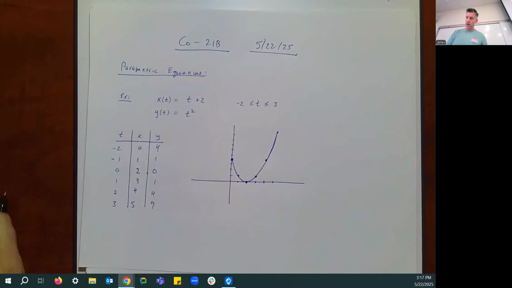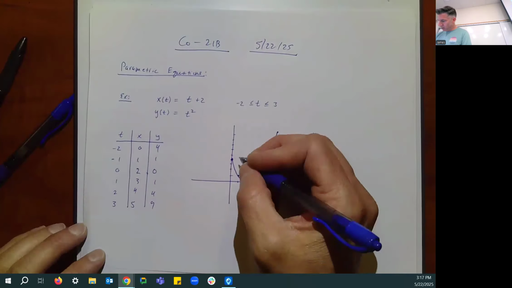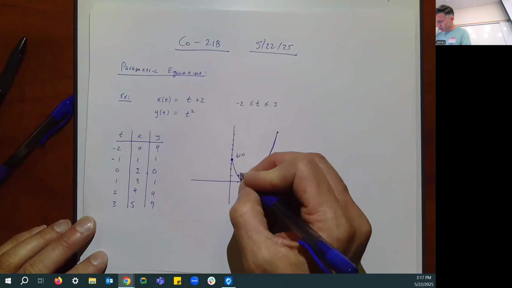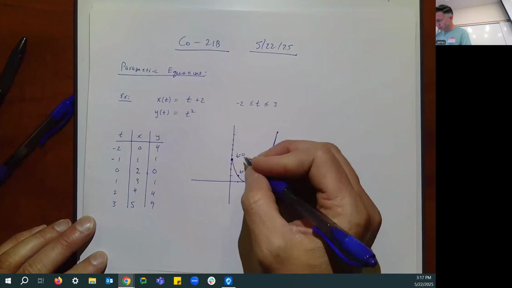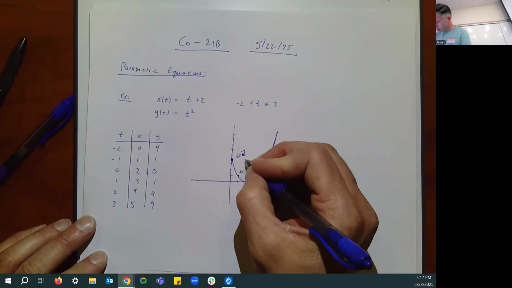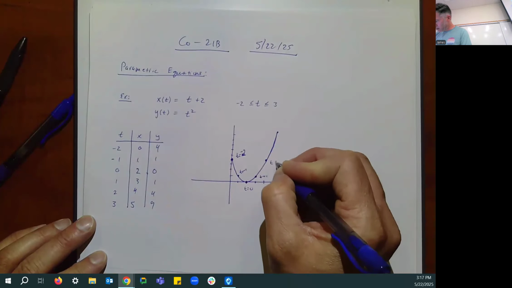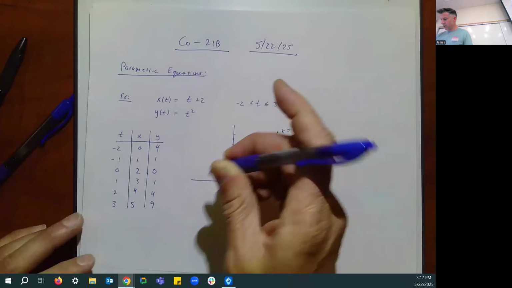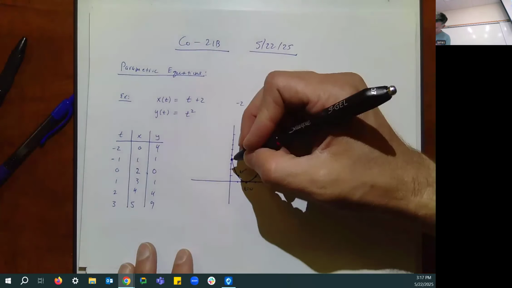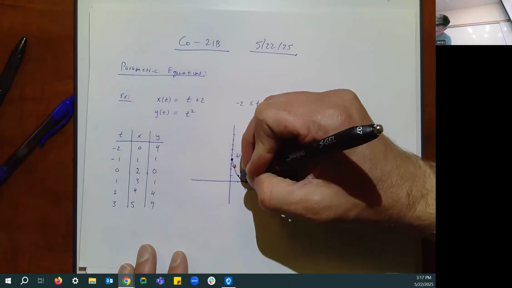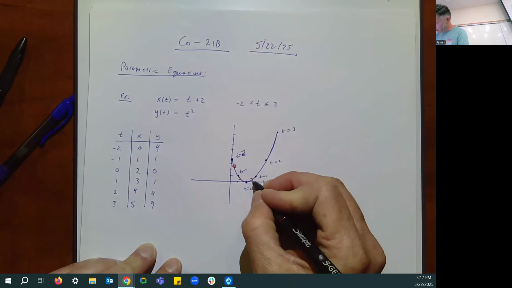And since we are doing a parameterization, we also usually try to indicate the direction of travel as t increases. So over here is when t is equal to -2, apologies. -1, t is equal to 0, 1, 2, 3. So we would draw arrows in the direction where t is increasing, like that.